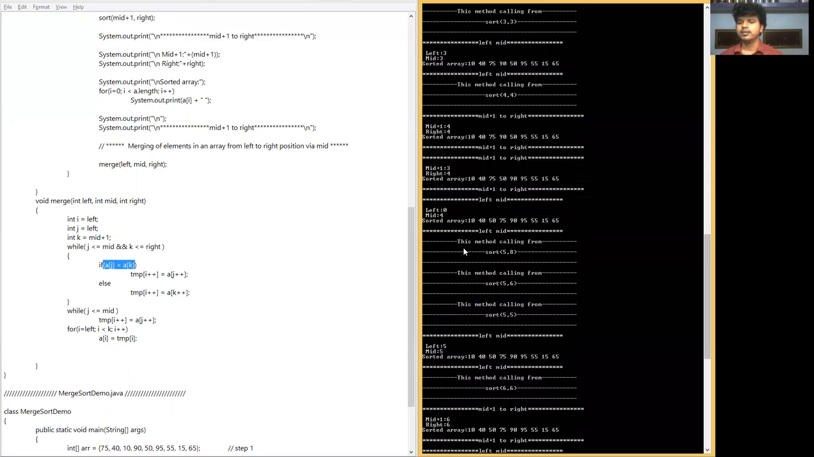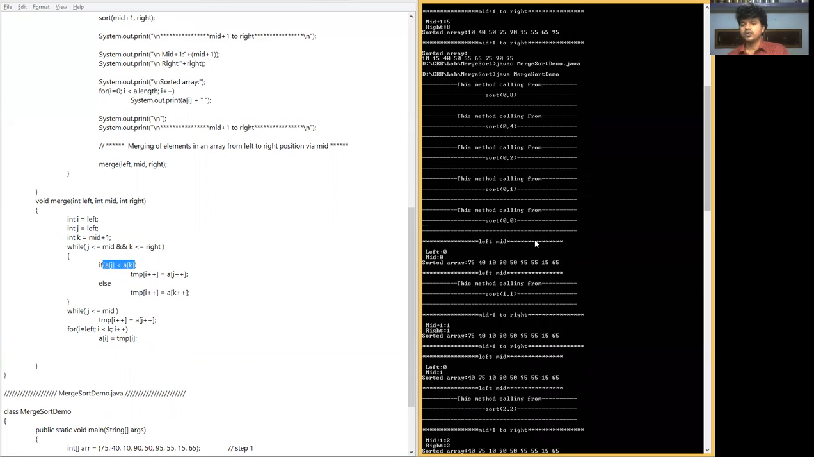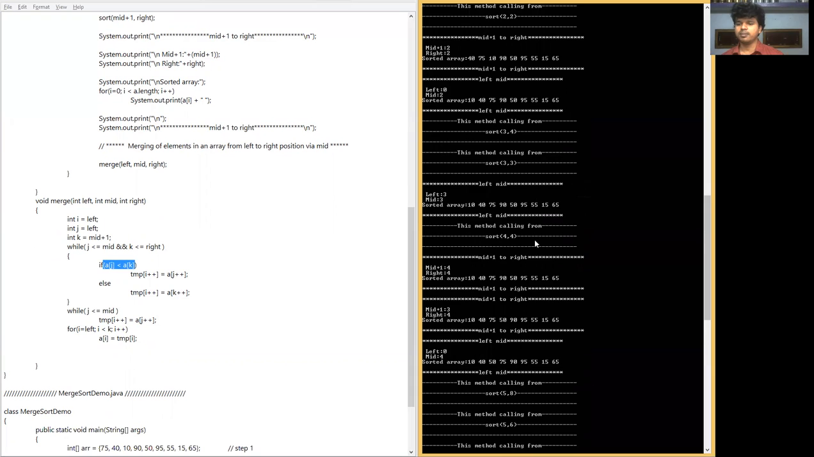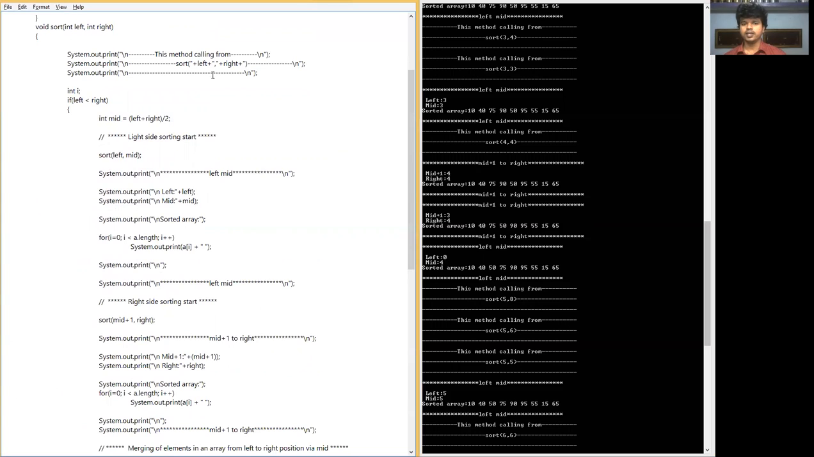Now we are calling this method from 5 to 8, because we have evaluated up to 0 to 4. Now we are going to evaluate the remaining elements after 0 to 4, that is 5 to 8. We are going to sort the remaining elements from sort 5 to 8. Again this calls the method, and you see 5 to 8. Here 5 is left and right is 8. Mid is equal to 5 plus 8 by 2, 13 by 2, that is 6. So mid is 6. Again coming here, left is 5 and mid is 6. So again that method is called from 5 to 6.